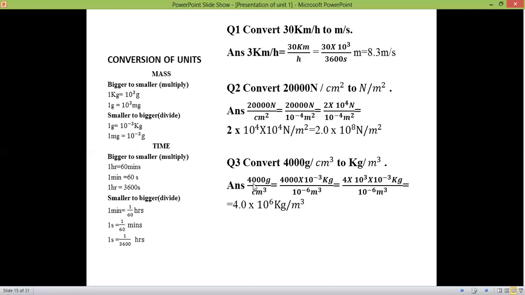And in the next step, centimeter cube will not be written. Instead, what will be written? 10 to the power minus 6 meter cube. And 4000 in the next step can be written as 4 into 10 power 3. So 3 minus 3 becomes 0. We have minus minus 6, so it becomes, final answer becomes 4 into 10 power 6 kg per meter cube.